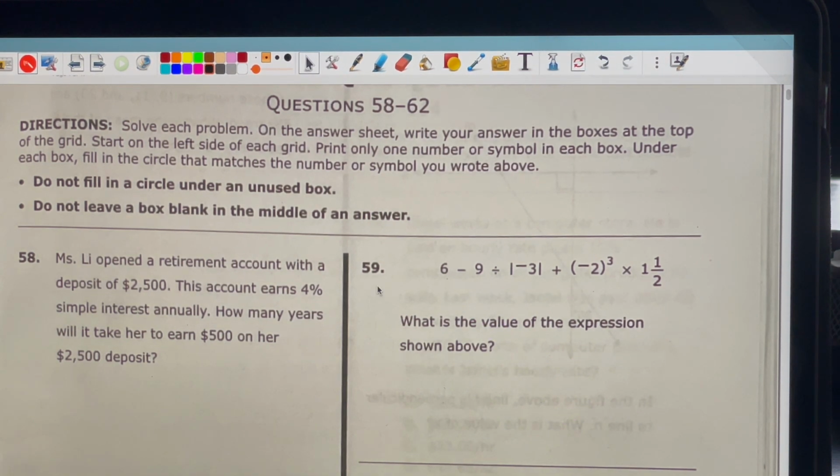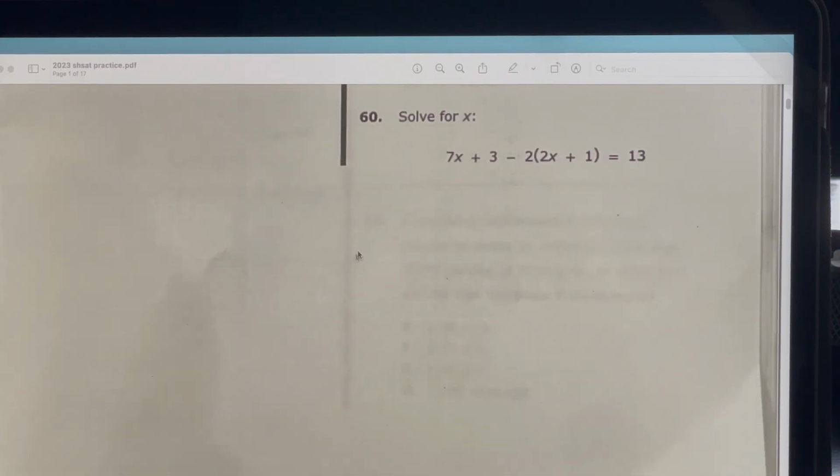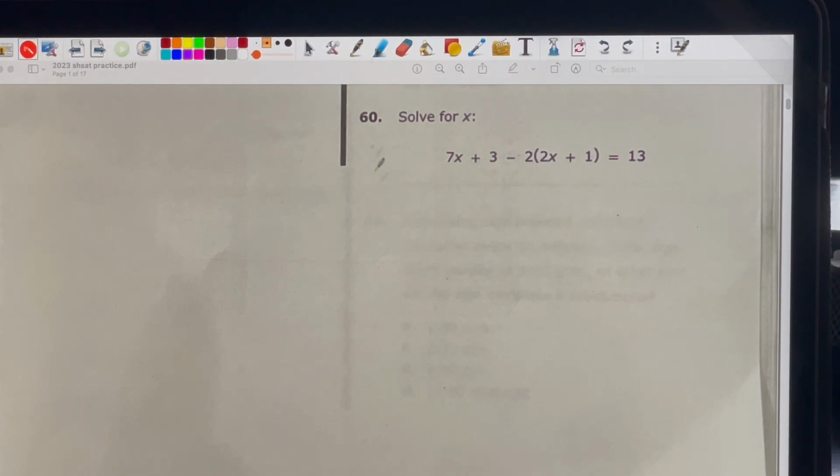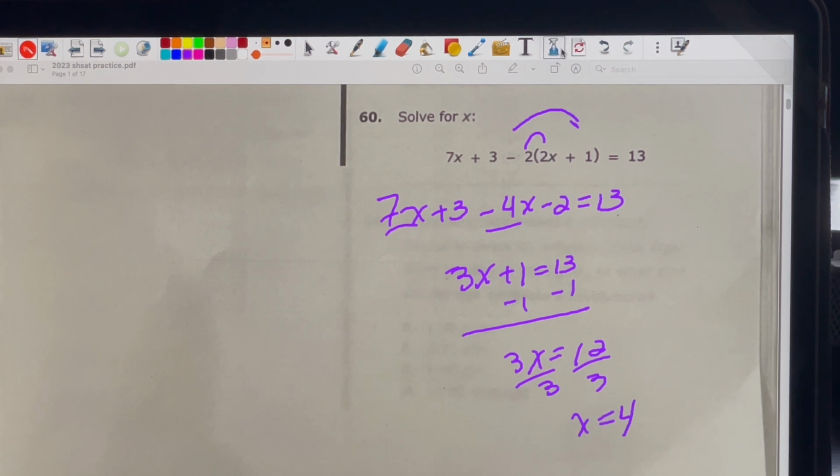That was 59. We'll do 60 and 61. So 60 is just an equation, distributive property, multi-step equation. 7x plus 3 minus, distributive property, 4x minus 2 equals 13. Combine like terms, we get 3x, 3 minus 2 is positive 1, equals 13. Two-step equation, subtract 1 from both sides, we get 3x equals 12. Divide both sides by 3, x equals 4. That was 60.